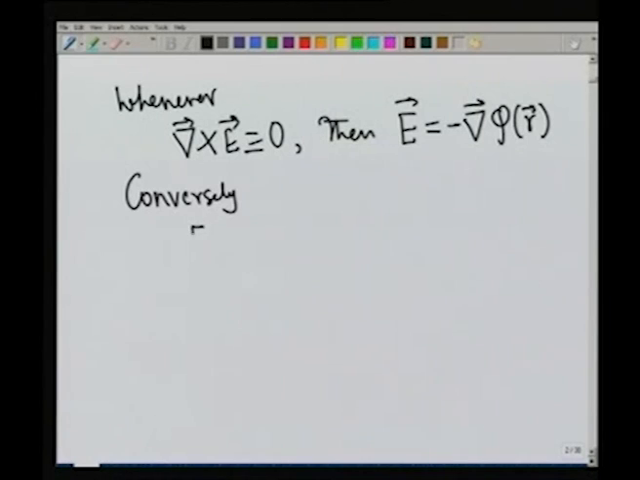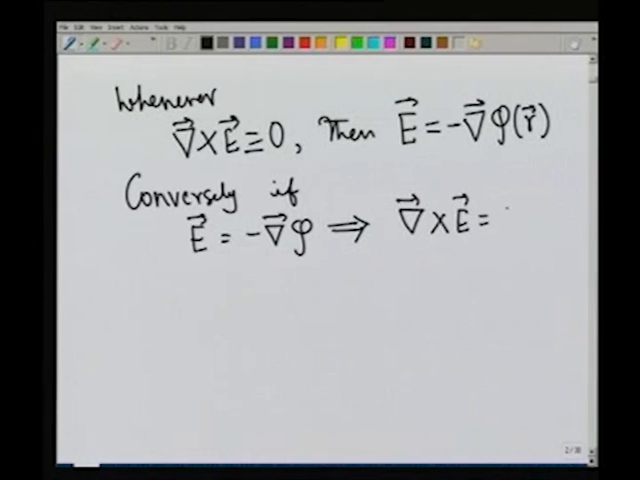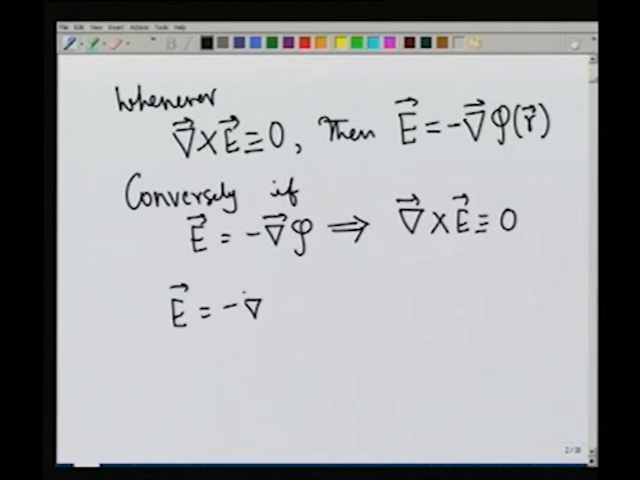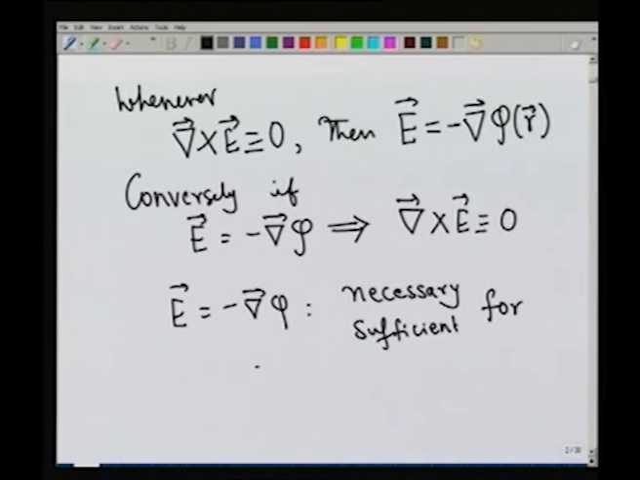Conversely, if I were to write E equal to minus grad phi, that is, I don't state that curl of E equal to 0, but I give you that E equal to minus grad phi. Conversely, if E equal to minus grad phi, then this implies that curl of E equal to 0. How so? Because the curl of a gradient is identically equal to 0. So the essential statement that we are making is that E equal to minus del phi is necessary and sufficient for curl of E equal to 0.